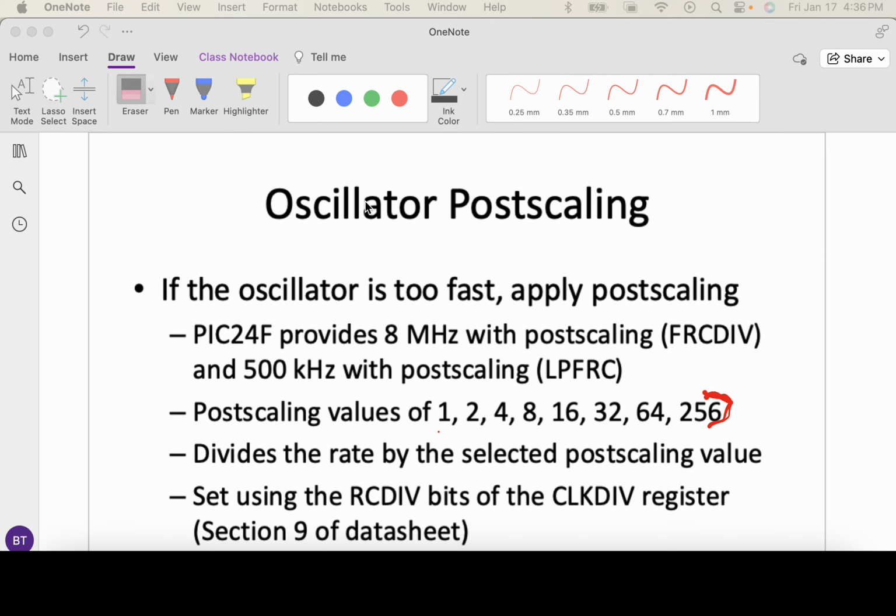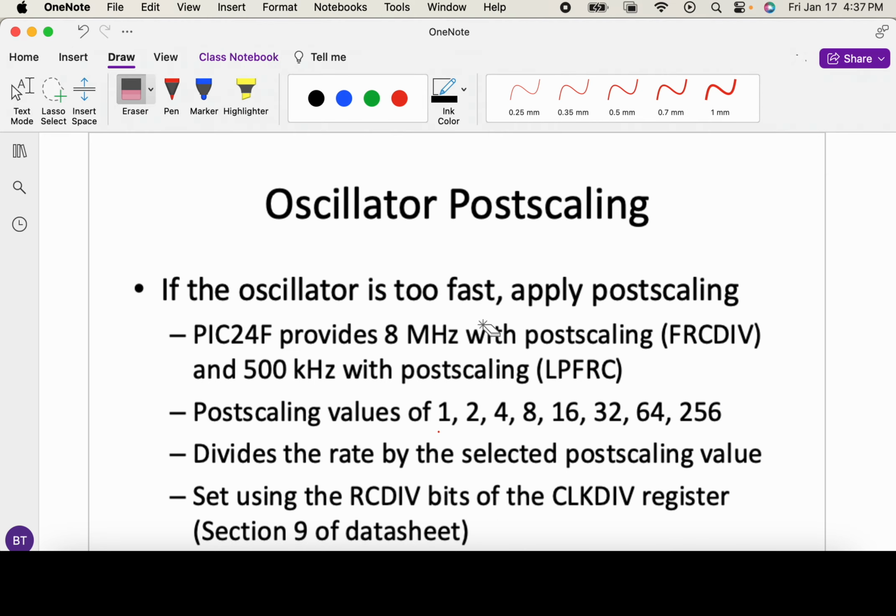All right, so let's talk about oscillator postscaling. An oscillator postscaler is a circuit that divides the frequency of the oscillator output by some predetermined factor to generate a lower frequency clock signal. So this is basically a way of slowing down the oscillator in runtime. You can set the original oscillator speed at compile time. That can't change, but you can postscale it to slow it down by some factor in runtime.